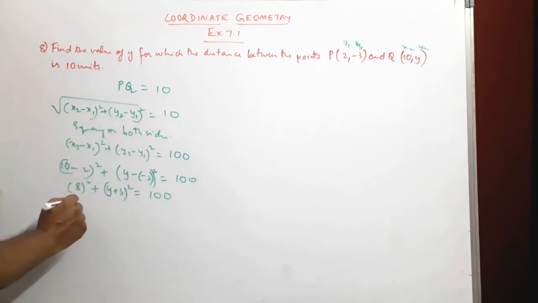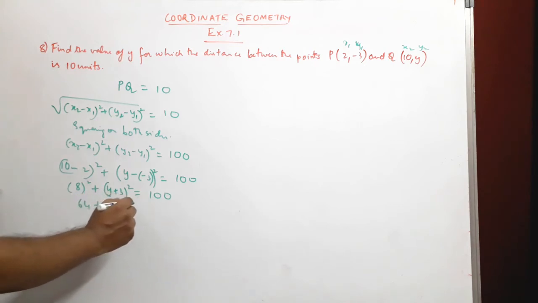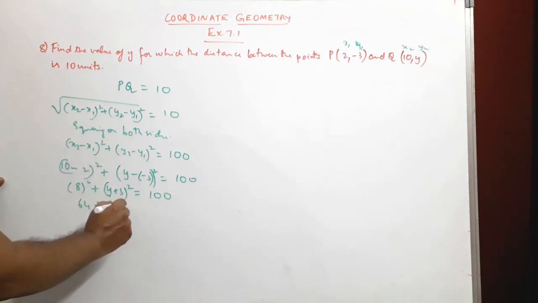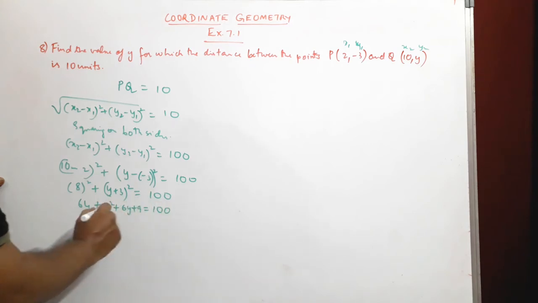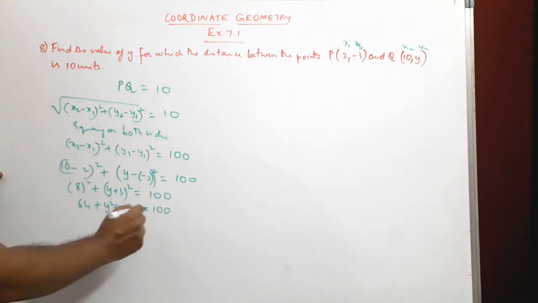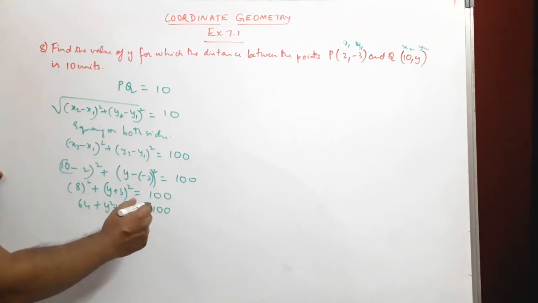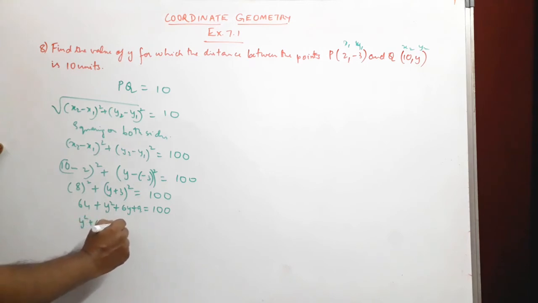So 8 whole square is 64, okay, plus y plus 3 whole square is a plus b the whole square, so no need to put brackets. So we put y square plus 6y plus 9 equal to 100. That is a plus b the whole square formula applied over here. Now I'll bring the 100 to the left hand side. So we have, and I'll add 64 to 9, so that will be 73. So y square plus 6y plus 73 minus 100.